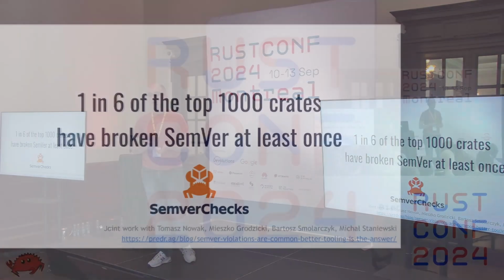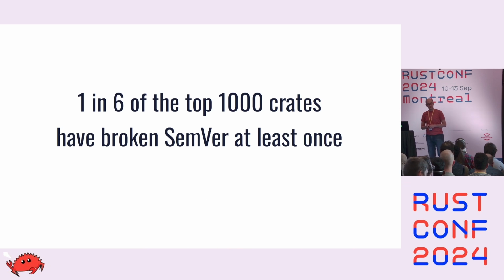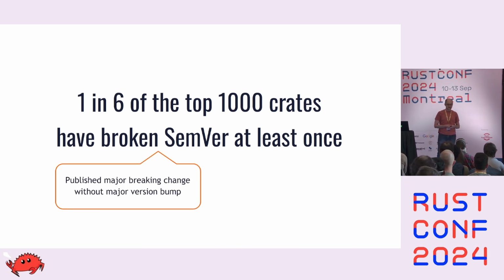We ran a study with cargo-semver-checks that showed that more than 1 in 6 of the top 1,000 most popular Rust crates have accidentally broken semantic versioning at least once. Now, what does this mean? It means that these packages published a major breaking change without making a corresponding major version bump.